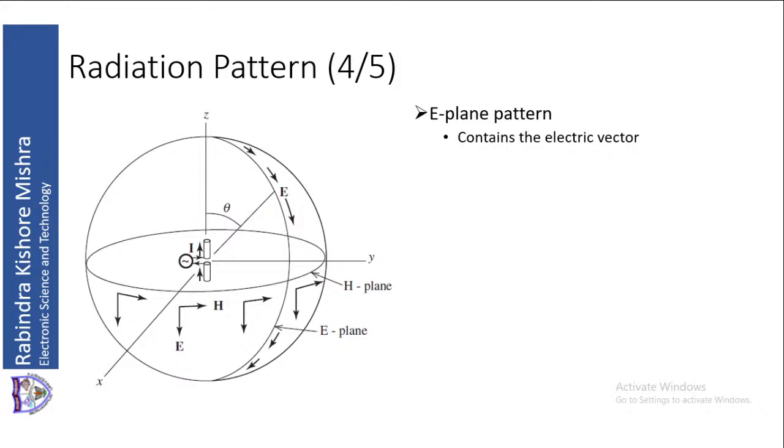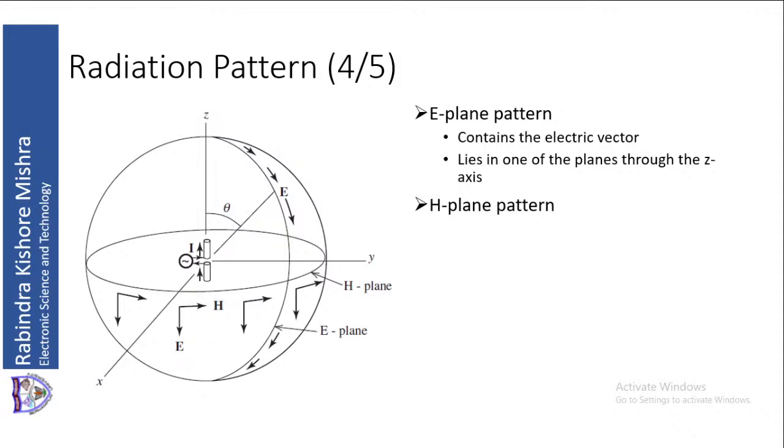So based on this, we define E plane pattern and H plane pattern. The E plane pattern contains the electric vector only. It does not contain the magnetic vector. Electric vector is important in the E plane pattern, although the magnetic vector will be perpendicular to this, but we consider the E plane vector. The E vector lies in one of the planes through the Z axis. The planes cutting through the Z axis contain the E plane.